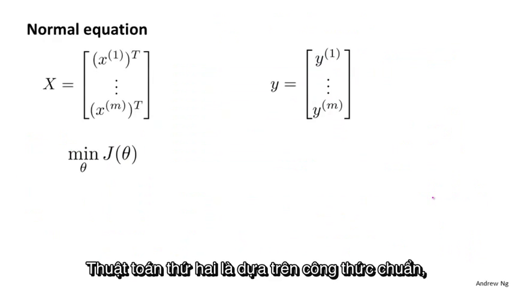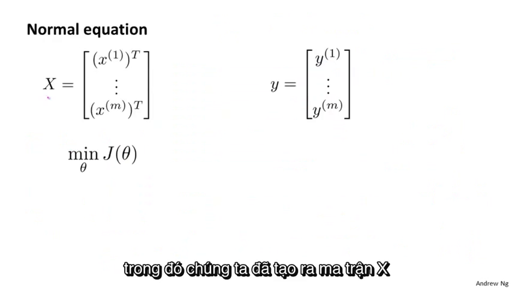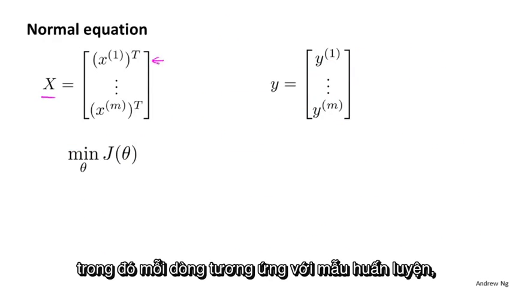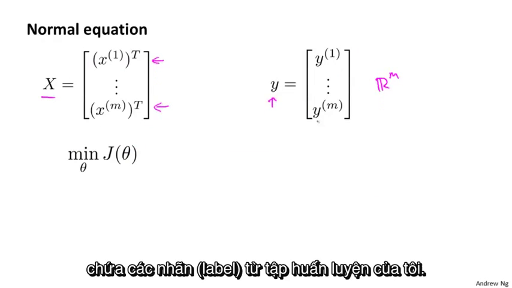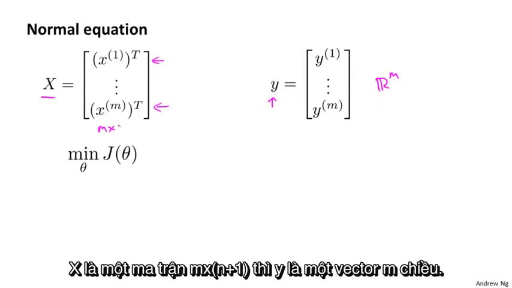The second algorithm was the one based on the normal equation, where what we did was we created the design matrix X, where each row corresponded to a separate training example, and we created a vector Y. This is an m-dimensional vector, and that contained the labels from a training set. Whereas X is an m by n plus 1 dimensional matrix, Y is an m-dimensional vector.